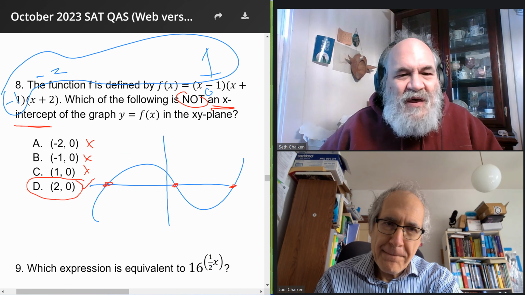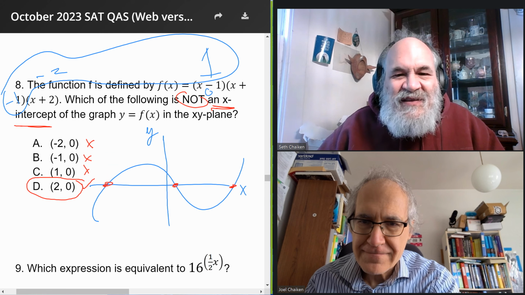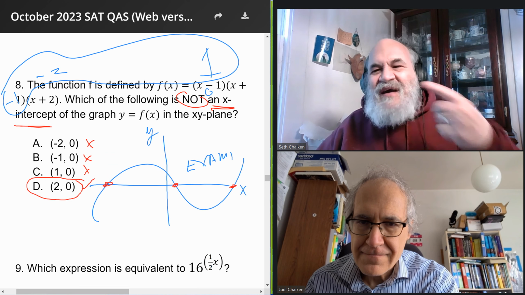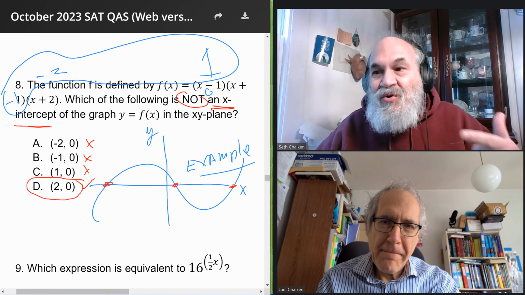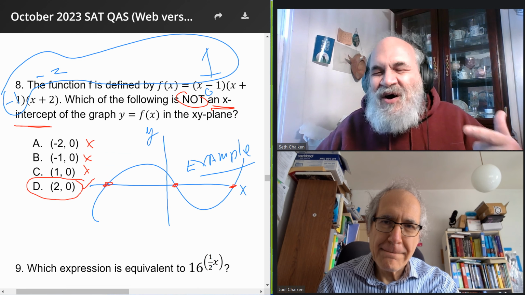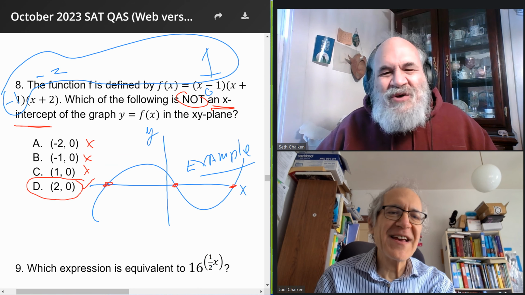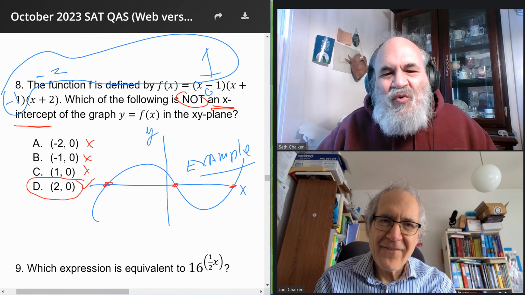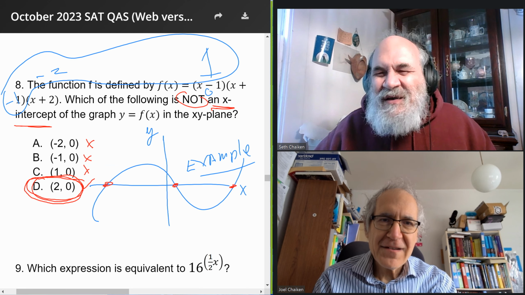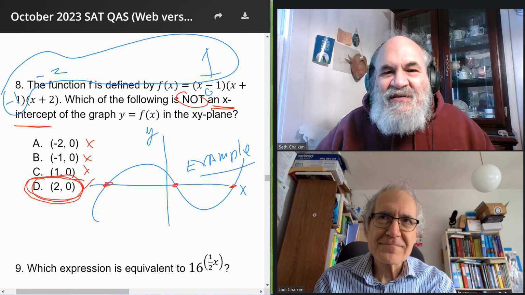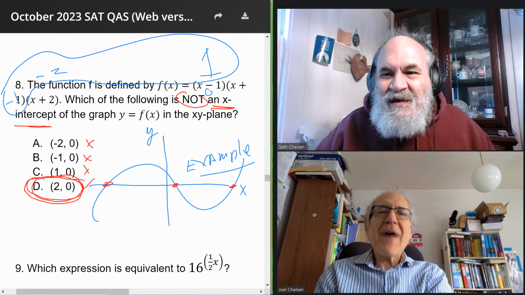Is an x-intercept the x value where y is 0? Or is it the point that is on the curve and on the x-axis? That is a great question, because the answers are given in terms of coordinates of points, not values of x. So you said the x-intercept is the x value where y is 0.